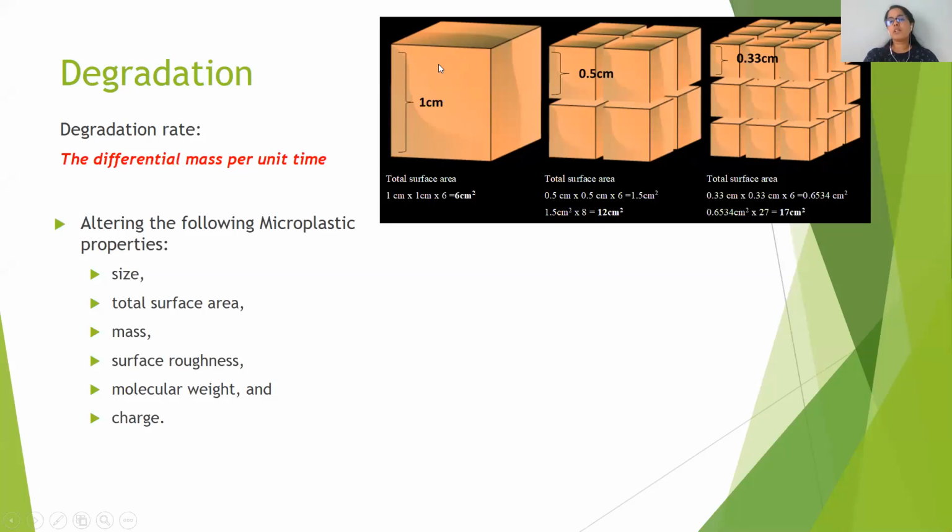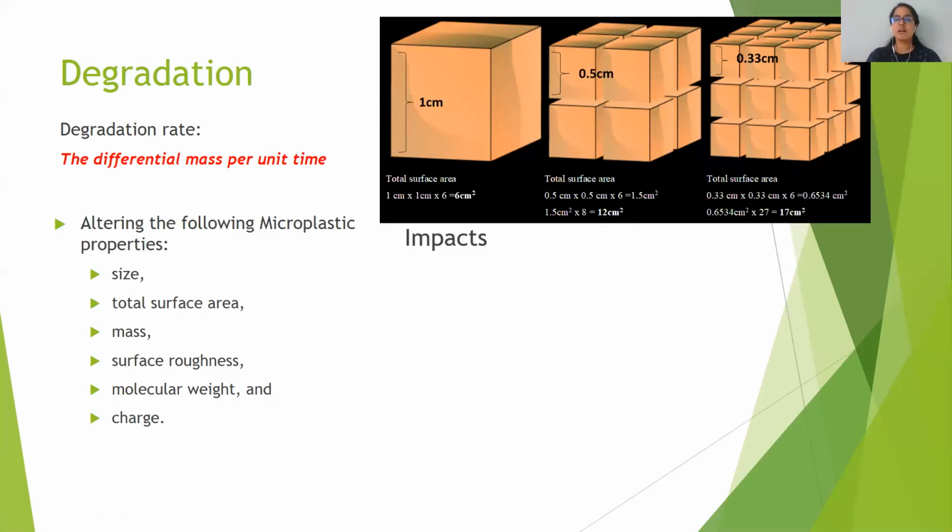So if we have a particle that's 1 centimeter by 1 centimeter, the total surface area is 6 centimeters squared. However, if this particle now degrades into smaller particles of 0.5 centimeters, the total surface area of all the particles that now make up that one particle is 12 centimeters squared. But if you break it down further, the total surface area becomes 17 centimeters squared. So we can see that the volume remains the same, but the total surface area increases. Now, why is this important?